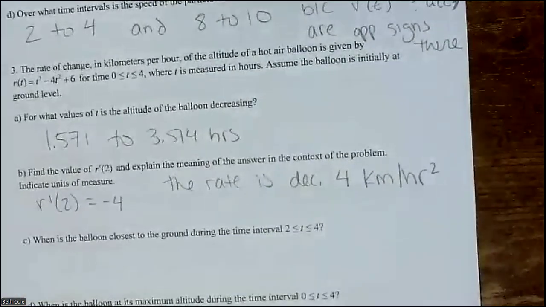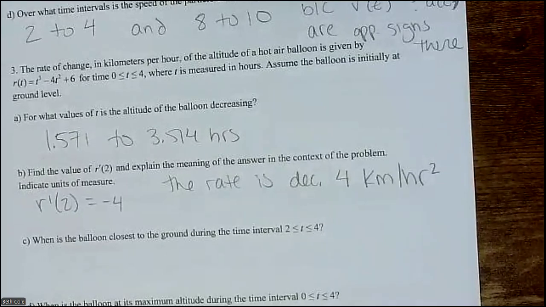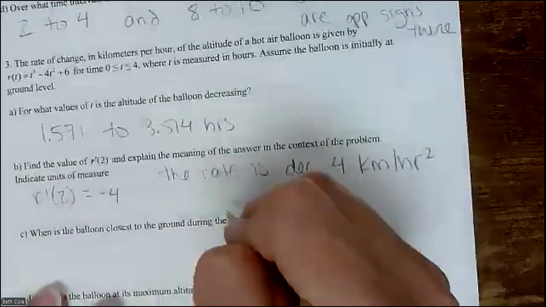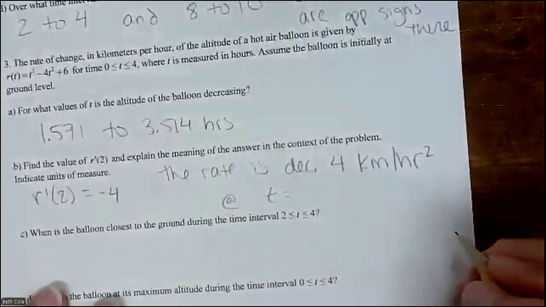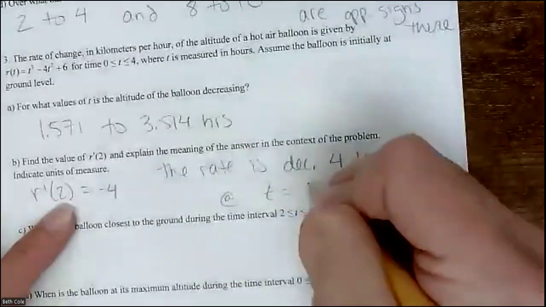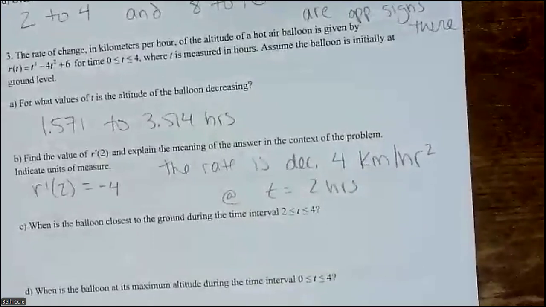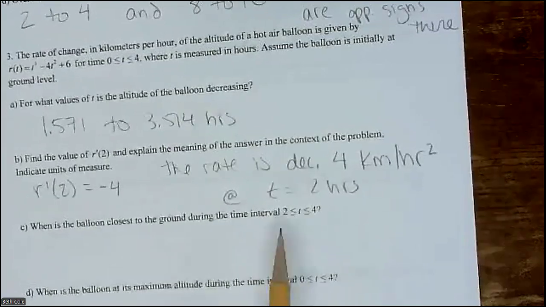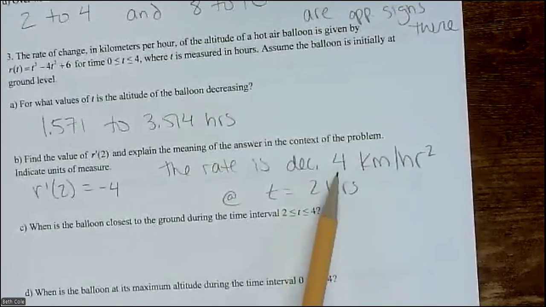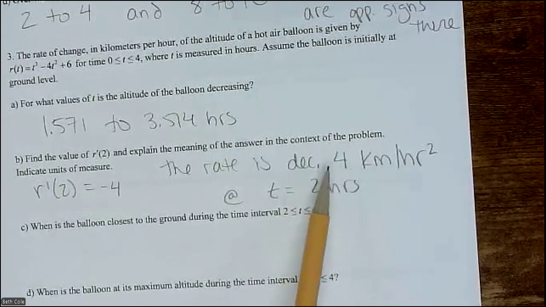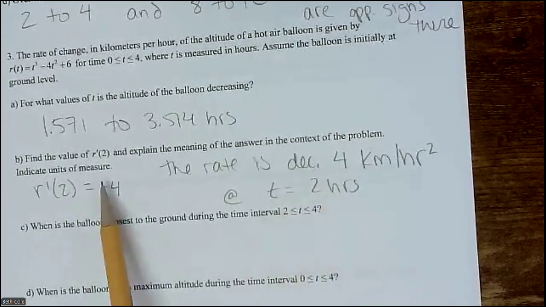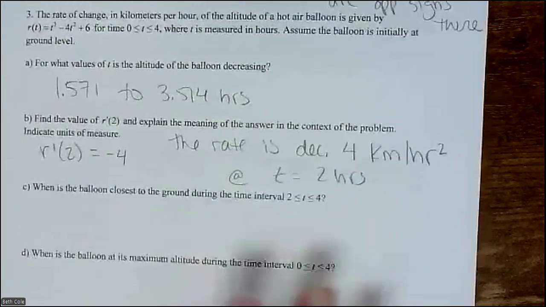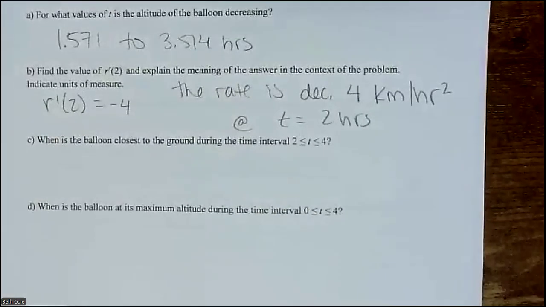And then you have to say one other thing or they won't give it to you. At what time, what did we plug in? 2 hours. Perfect. Nice job. If you don't say the at whatever time, they won't give it to you. So rate is, oh, why did I not say decreasing -4? Yeah, that'd be like a double negative. Like the decreasing takes care of the fact that it's negative. All right, and then C and D will be nice and quick.